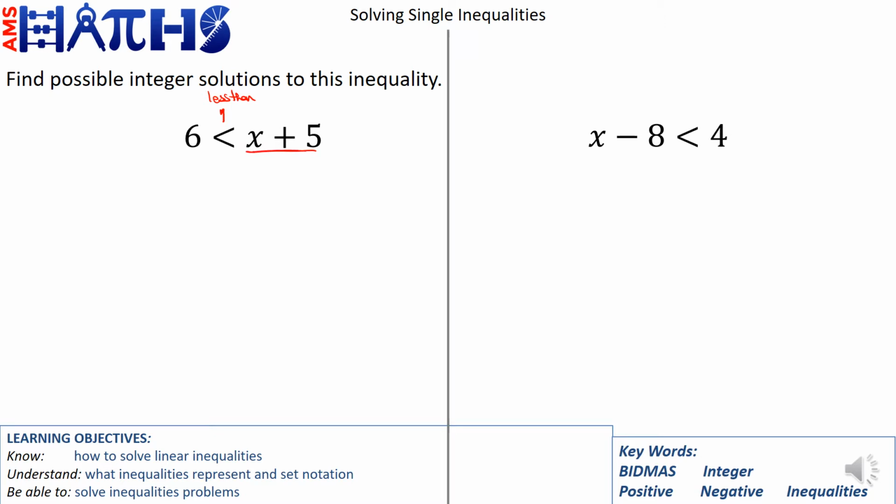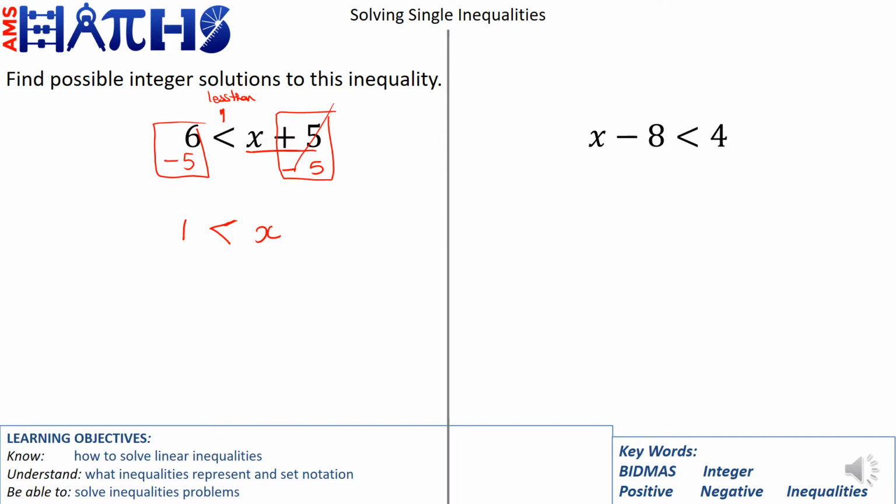So what we have to do is get rid of that plus 5 by subtracting 5. And we do it to both sides as we would do with an equation. And so 6 minus 5 gives us 1. We keep our inequality symbol as it is. And then 5 minus 5 is 0. So we're just left with x. So it therefore means for our solution, x is going to be greater than 1.